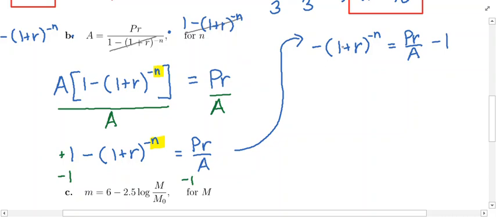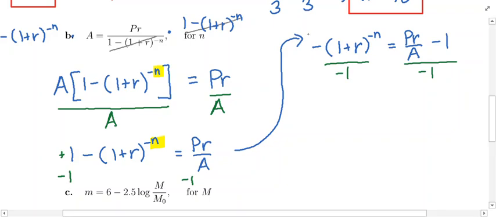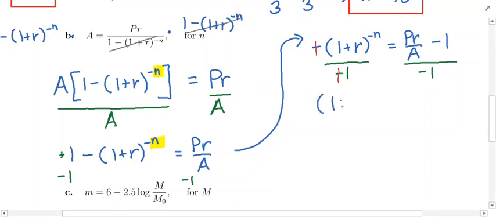Now the quantity in parentheses is multiplied by negative 1. The negative is not raised to the power. We're going to get rid of it by dividing by negative 1. So on the left side, this will cancel. Negative divided by negative will turn positive. You'll get 1 plus r raised to the negative n power. On the right side, we can divide each quantity by negative 1. So we'll get negative PR over A.